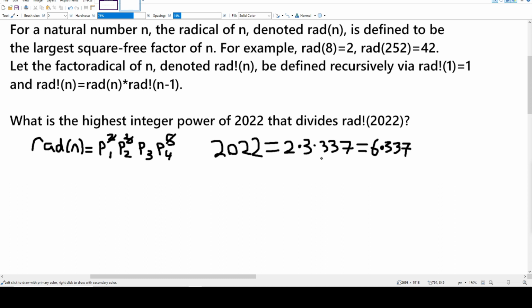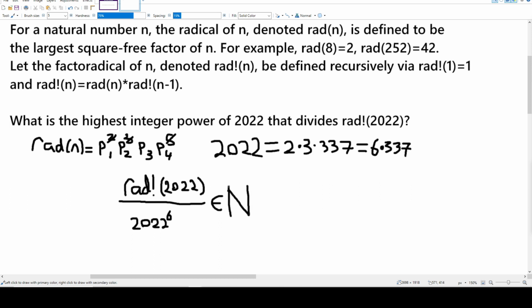Because there are 6 numbers with 337 as a factor, all being multiplied in this factoradical process, along with more than enough 2s and 3s, the factoradical of 2022 is divisible by 2022 to the 6th power. So 6 is our answer.